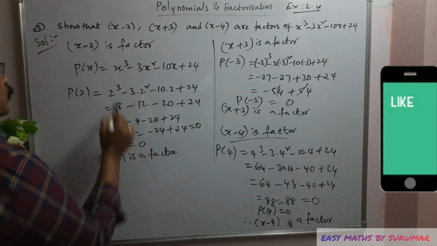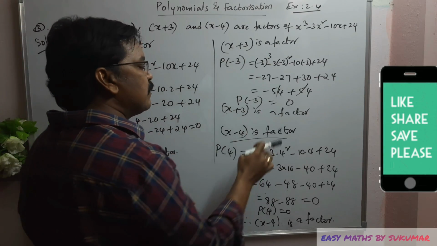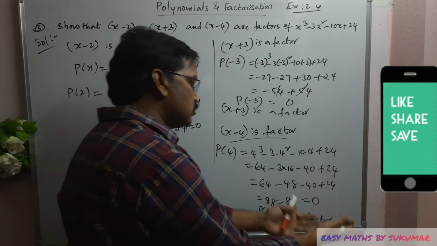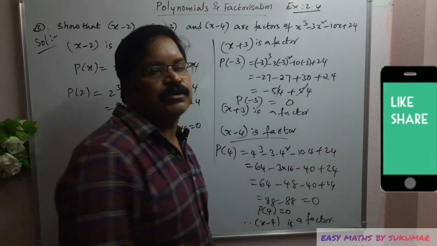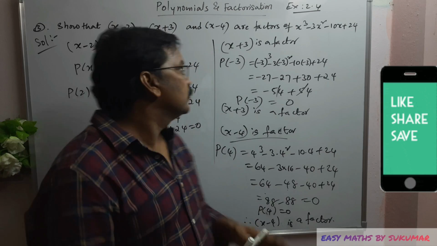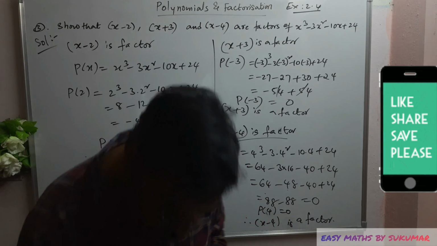See here, x minus 2 is a factor. Why? Because P of 2 is equal to 0. Here x plus 3 is a factor. That means P of minus 3 is equal to 0. Here x minus 4 is also a factor. Why? Because P of 4 is equal to 0. So according to the factor theorem, x minus 2, x plus 3 and x minus 4 all are factors.